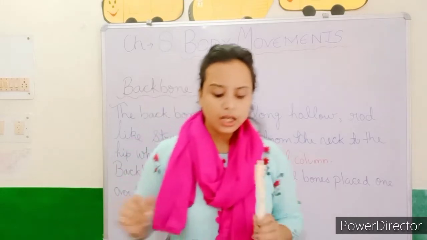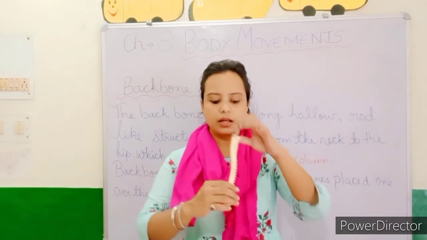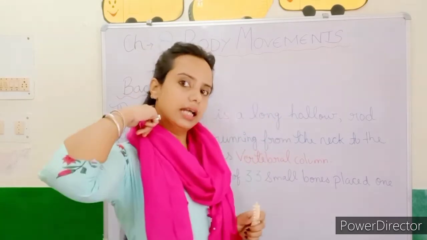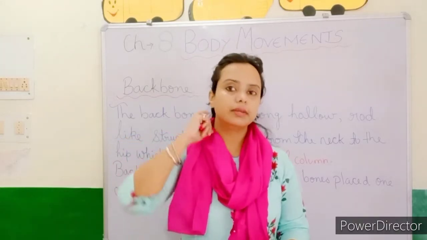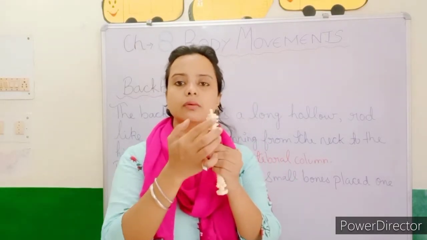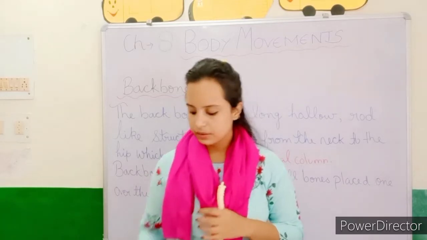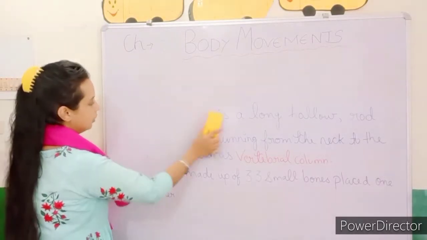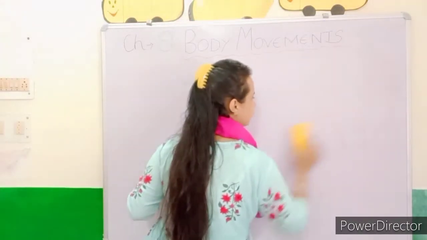Now this backbone is divided into various parts. Up to here, 1, 2, 3, 7 bones. These 7 bones together make the neck. Now, how are these 33 bones divided? Let's understand this.